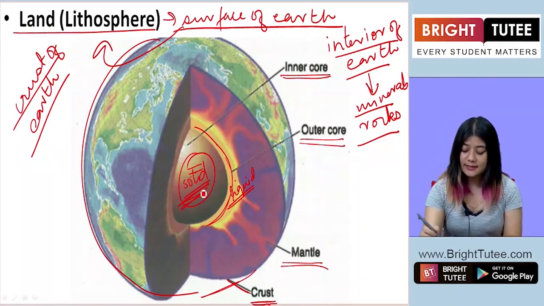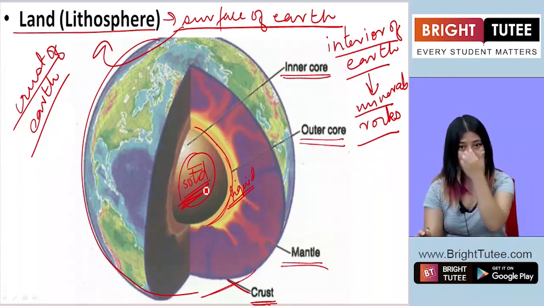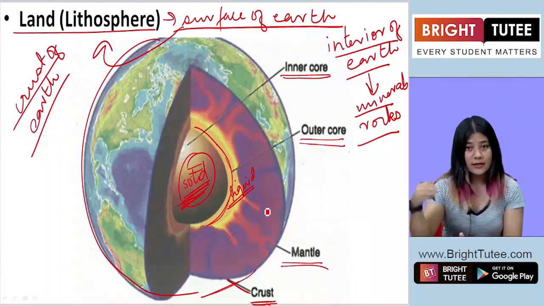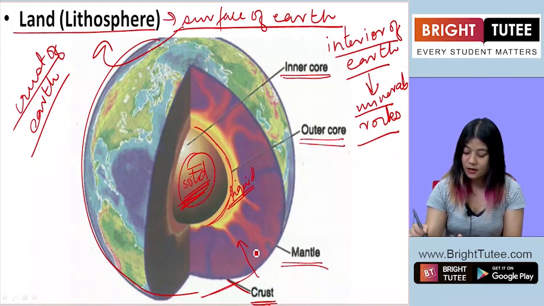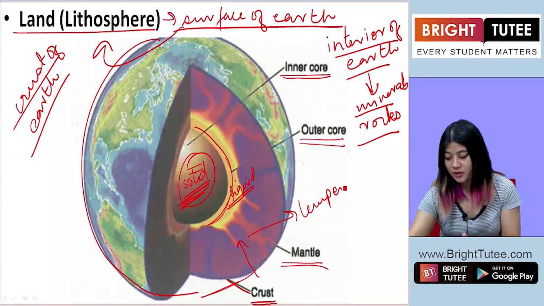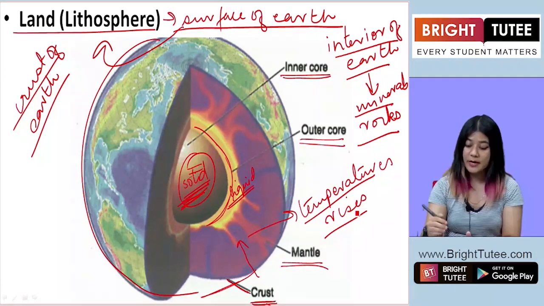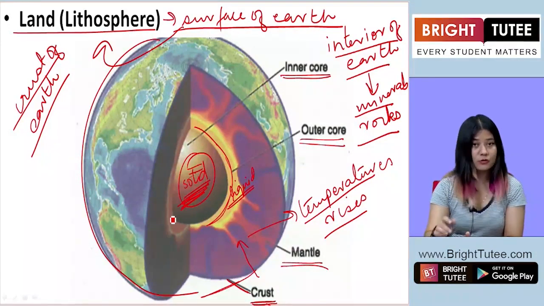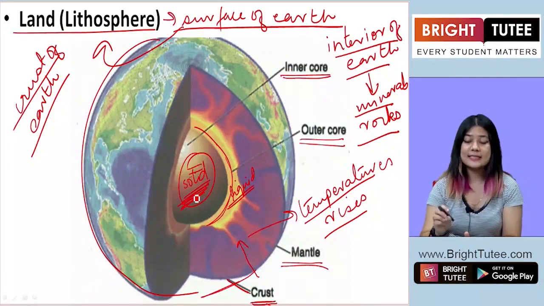Now, what we have to understand about the interior of the Earth is that the deeper you dig from the crust to the inner core, the more the temperature rises. The temperature rises more and more as you go deeper and deeper. So the innermost core of the Earth's interior has the highest temperature.